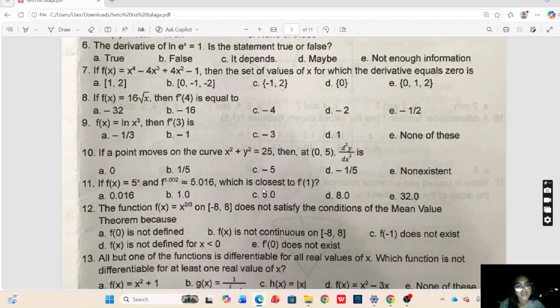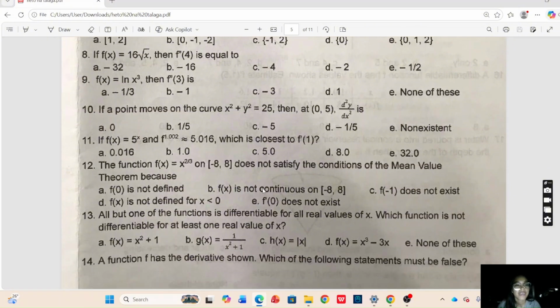For number 7, the question asks of the values of x where the derivative equals 0. So the correct answer is letter C. Because we first differentiate the polynomial carefully using the power rule, and after simplifying the derivative, we factor the expression completely. And the values that make the derivative equal to 0 are the critical points of the function. And we have number 8.